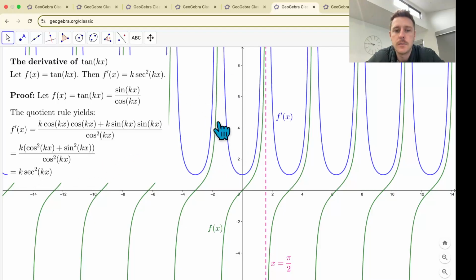Again, pictured diagrammatically, we've got this situation going on. In green, we have f of x equals tan kx. At the moment, I think k is just 1, but we could change that if we wanted to.